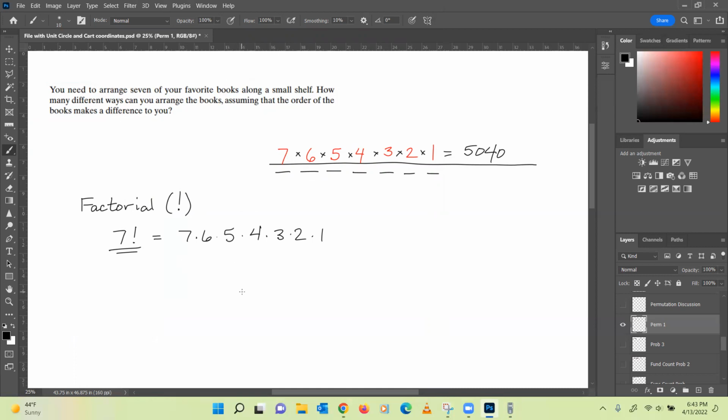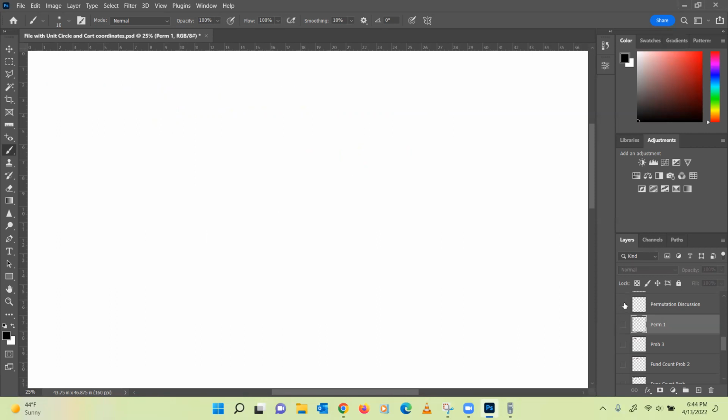And so we could have done that when we were calculating how many different ways we could arrange these 7 books along this small shelf. And we will use factorials several times here. Let's take a look at an idea that kind of expands from that.